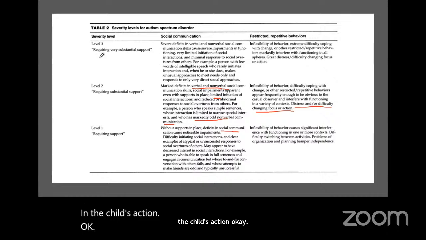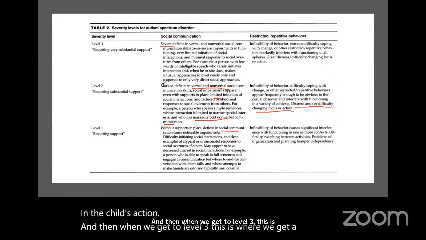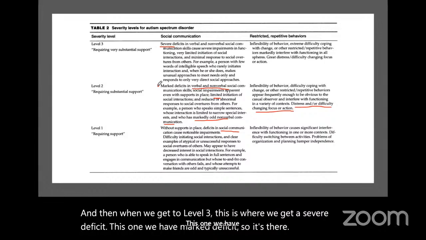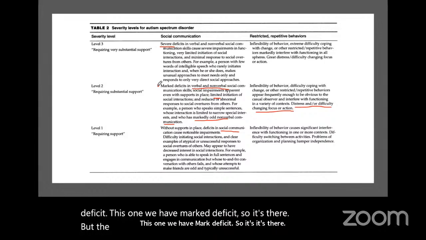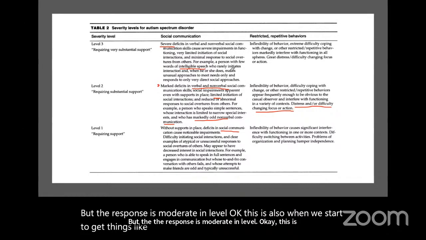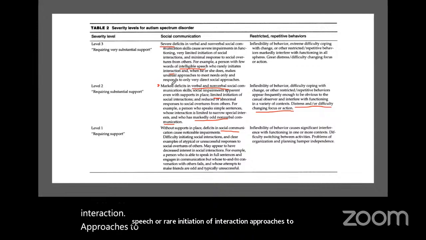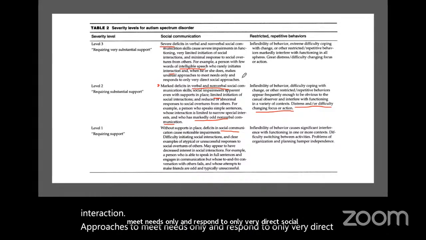And then when we get to level 3, this is where we get a severe deficit. This one we have marked deficit. So it's there, but the response is moderate in level. Okay. This is also when we start to get things like unintelligible speech or rare initiation of interaction, approaches to meet needs only, and responding to only very direct social approaches, okay?